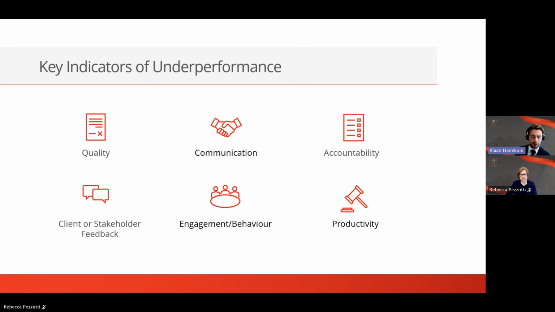In terms of their behavior, they might have a more reserved manner. They might not appear quite as engaged, and quite often their productivity will drop off. There'll be increased absenteeism or lateness. They'll withdraw from team interactions. All of these are indicators of the employee's performance not being satisfactory. All right, now I'll throw to Rebecca, and Rebecca will talk to us about how to actually manage underperformance.